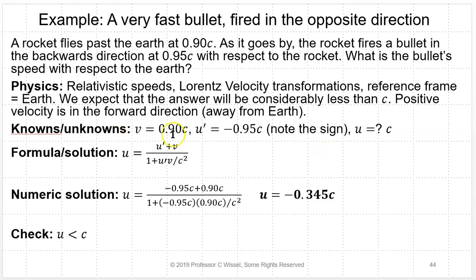So now we know that v equals 0.9 c as before, but u prime is now minus 0.95 c. Again, note the sign, and we need to know u. So we can still use the same formula we had before, u prime plus v divided by the quantity 1 plus u prime v divided by c squared equals u. We plug in our numbers, but now u prime is negative 0.95 c and v is still 0.9 c. And when we do the calculations, we find that u is negative 0.345 c, and that is less than c, which is good. It's in the negative direction, which is also good.